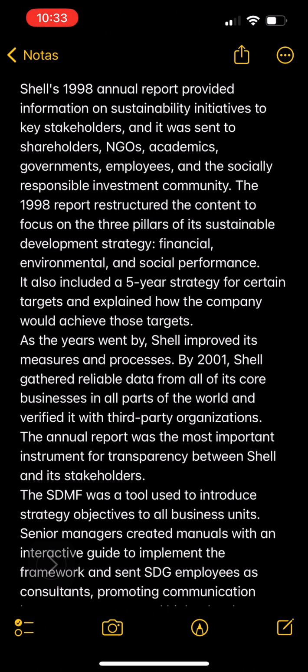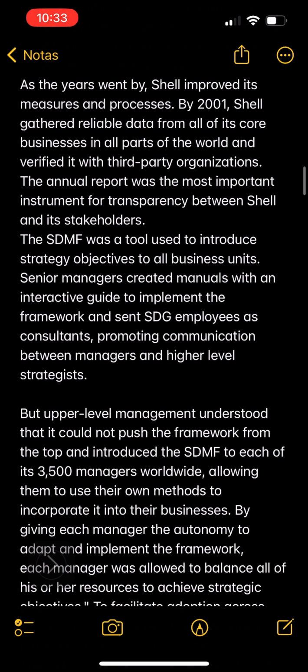As the years went by, Shell improved its measures and processes. By 2001, Shell gathered reliable data from all of its core businesses in all parts of the world and verified it with third-party organizations. The annual report was the most important instrument for transparency between Shell and its stakeholders. The SDMF was a tool used to introduce strategy objectives to all business units.